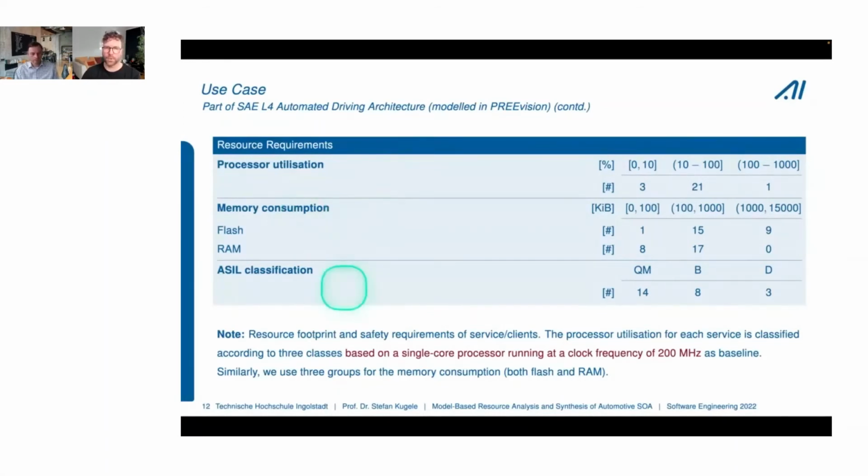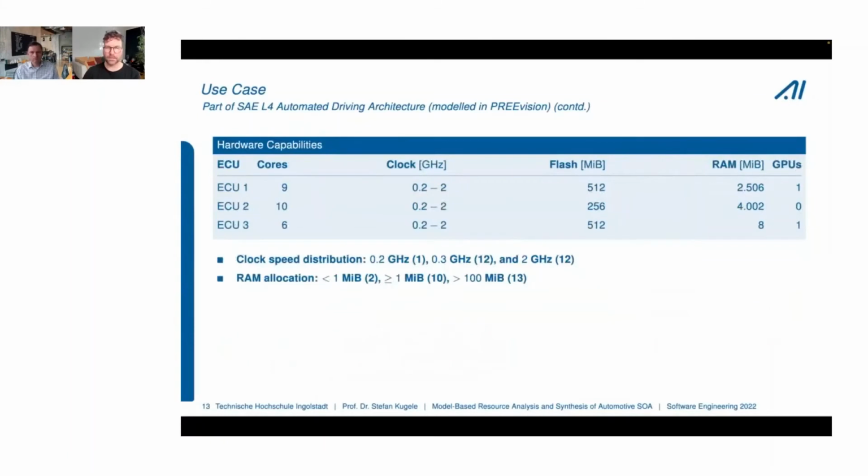And moreover, we have the capabilities of our hardware. So we have 25 cores. Some of those are safety cores. Then we have really high frequency cores and GPUs as well. And of course, we have some memory attached to those components here.